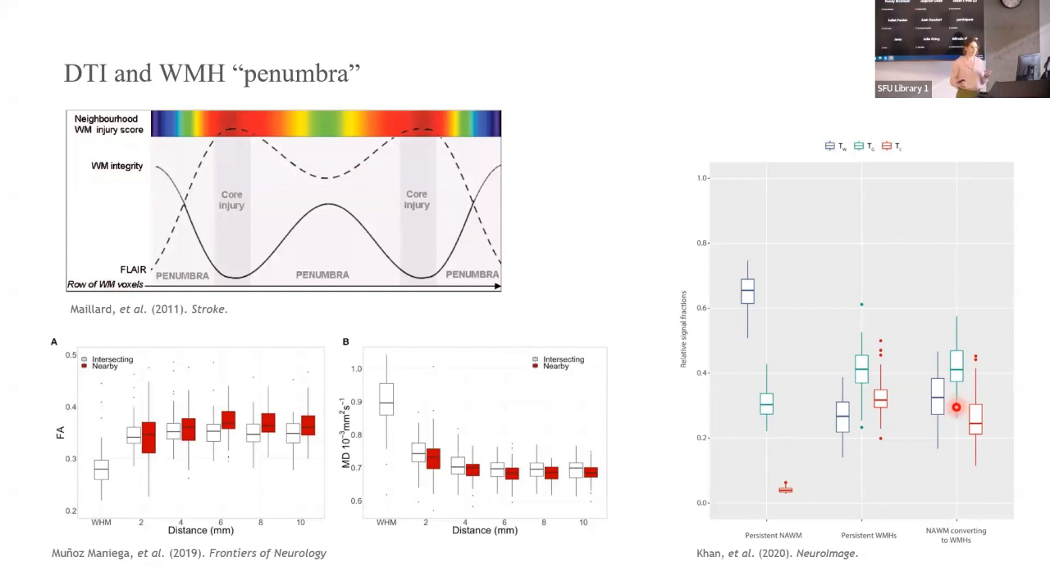So perhaps indicating some sort of ability of diffusion tensor imaging to detect microstructural changes that are happening in the tissue before it's progressed to a point where it's hyperintense on a T2 weighted scan.